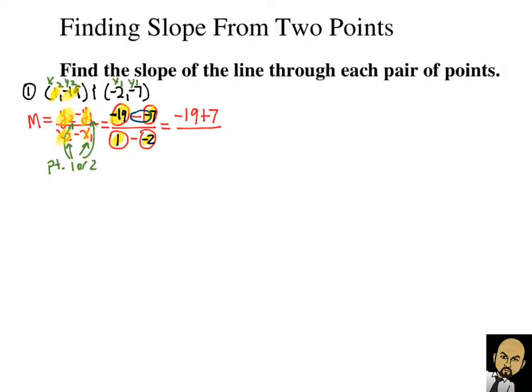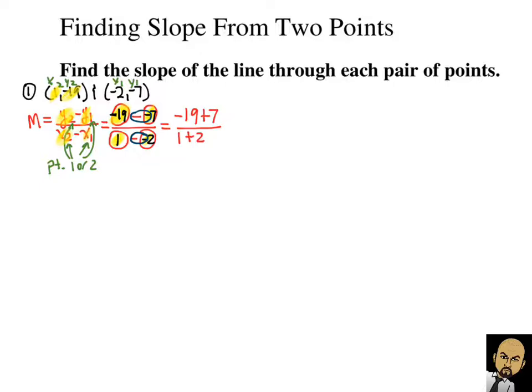Next thing we want to do is simplify the denominator. We got 1 minus -2. Well, once again, we got double signs. A negative times a negative is going to give us a positive, so 1 minus -2 is the exact same thing as 1 plus 2.